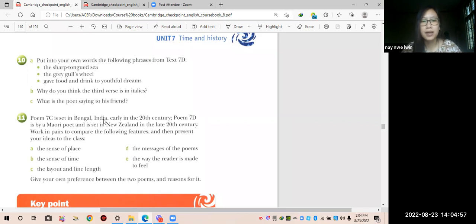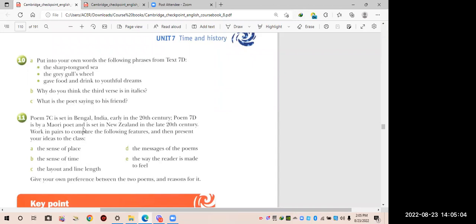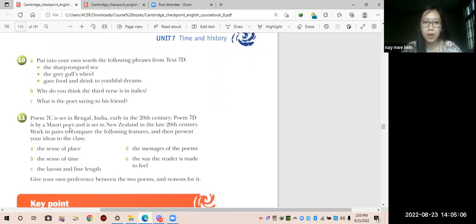It is set in Bengal, India, early in the 20th century. And the 470 is 417 Friends, right? It's by a Maori poet and it's set in New Zealand in the late 20th century. So both poems are written by different poets from different places, and the time setting is also quite different from each other, right? The first poem is set in the early 20th century and the second poem in the late 20th century.